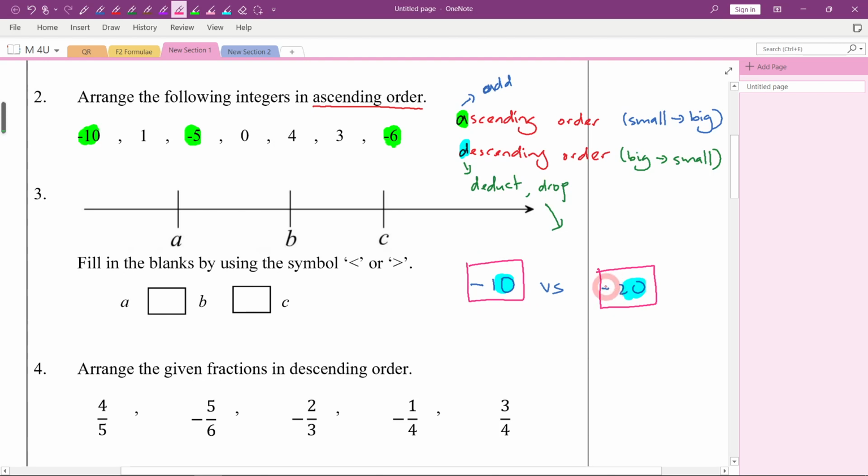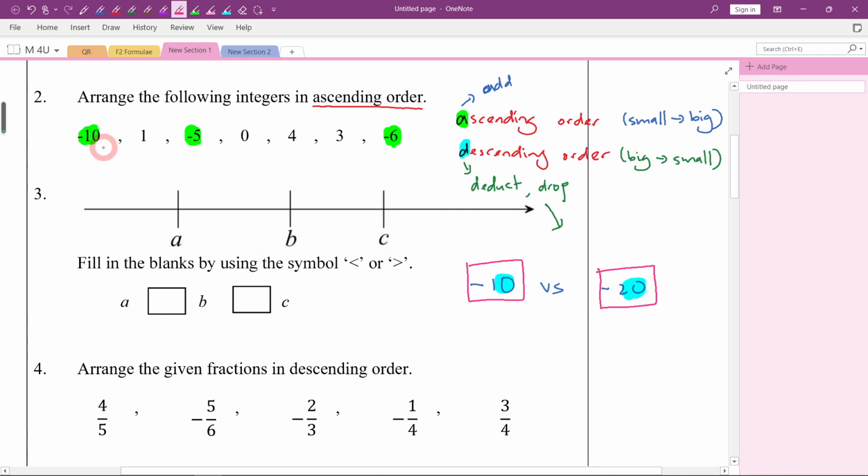Okay, so when you start to get confused, you just think this way. When you see negative, just think about losing money. When you see positive, think about earning money. So this incur a loss of 20 ringgit, and this just incur a loss of 10 ringgit. So which one is the smaller one? I think it should be no problem, right? Negative 20 is the smaller one. So this is larger.